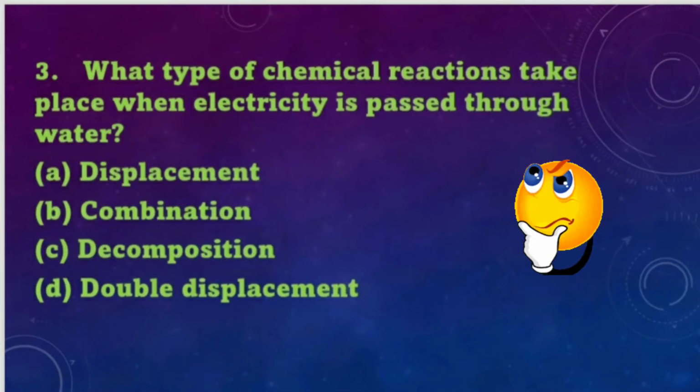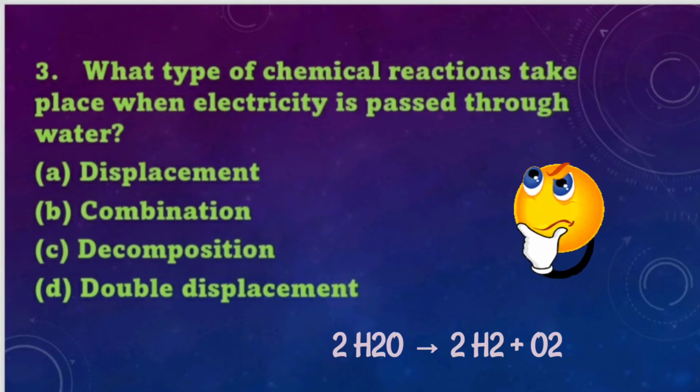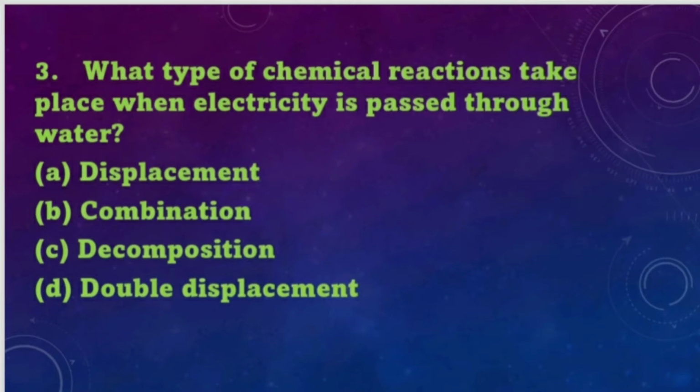Question number 3. What type of chemical reaction takes place when electricity is passed through water? When electricity is passed through water, it decomposes to hydrogen and oxygen. So it is a decomposition reaction. So the option is C, that is decomposition reaction.